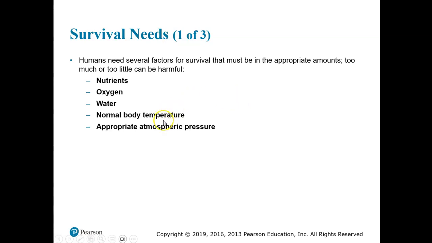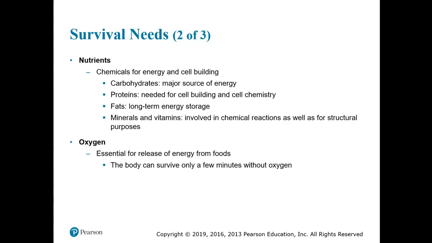We need our body temperature to be regulated. We don't need it to be too hot. We don't need it to be too cold. We need appropriate atmospheric pressure. If the atmospheric pressure is too high, for example, if we go down to the bottom of the ocean where it's really, really deep in a submarine, if the pressure is not adjusted in the submarine for us, then the pressure of being that far under the water is going to kill us. It's just too much pressure. It's going to crush us, basically. But atmospheric pressure has to be regulated for us to live as well.